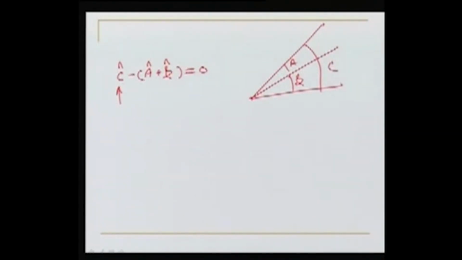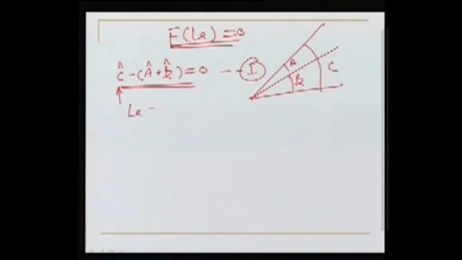If these are adjusted observations, then they should satisfy this condition. That's the condition. And what is this? This is in the form of F(LA) equal to 0, and this is one equation because we need to write only one here. So this is the one and only independent condition which is available. So once we have written this, now we can replace LA by LB plus V.